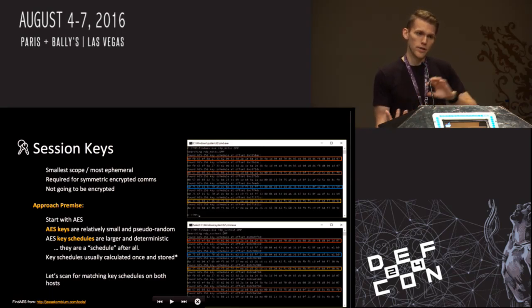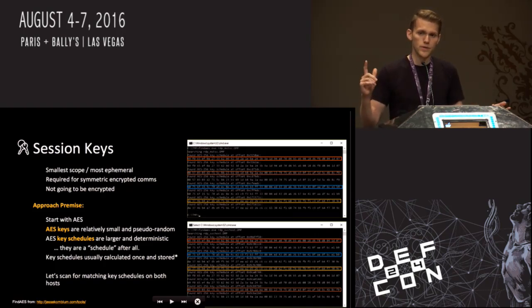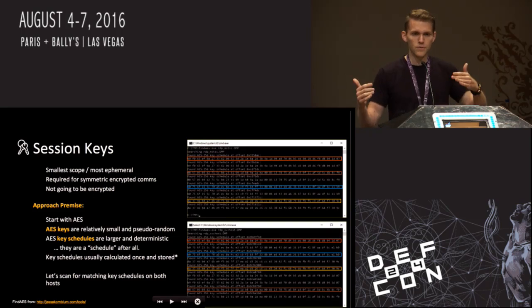Well, that allowed me then to go look at those offsets in memory and start figuring out what the context of those were and how those were stored. You see that there's four keys stored there. That was actually two separate connections. And remember that when we're talking about TLS, we have a server write key and a client write key, so there's going to be two AES keys for each.